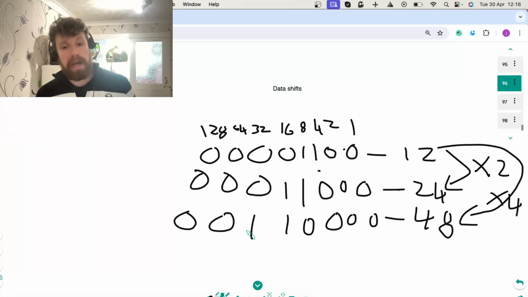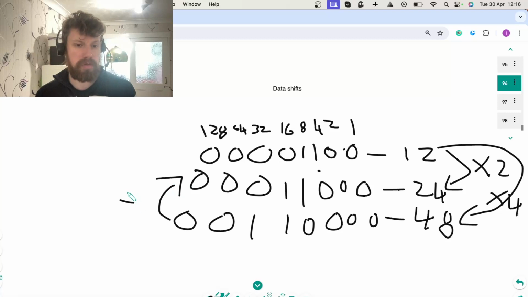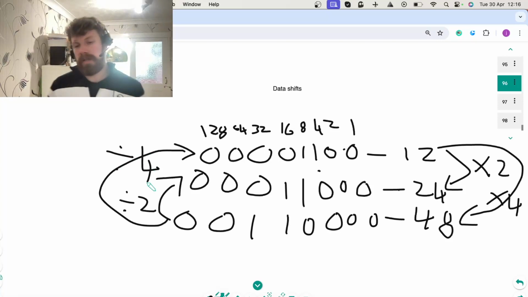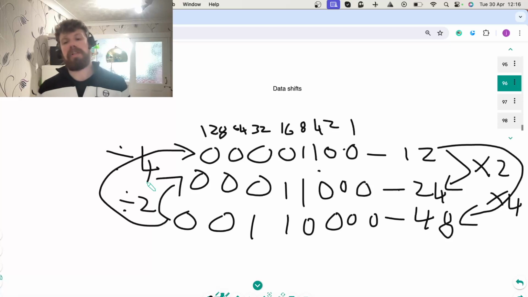The other way as well, so if we do right shifts, you can see if we did 48 and we moved it 1 place to the right, we've divided by 2. If we did a 2 shift, then we've divided by 4. And this is what you need to understand: if we move it to the left, we're multiplying. If we're moving to the right, we're dividing. And a common question that they might ask you is what effect, say, a 3 shift or a 2 shift has. And as long as you remember, the first one is 2, the next one is 4, the one after that is 8, and it just keeps multiplying by 2, you'll be absolutely fine.